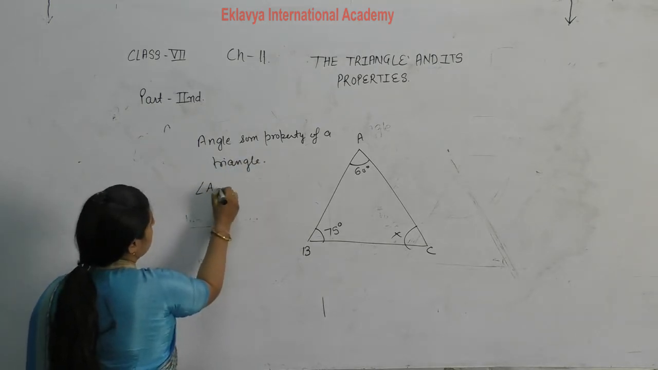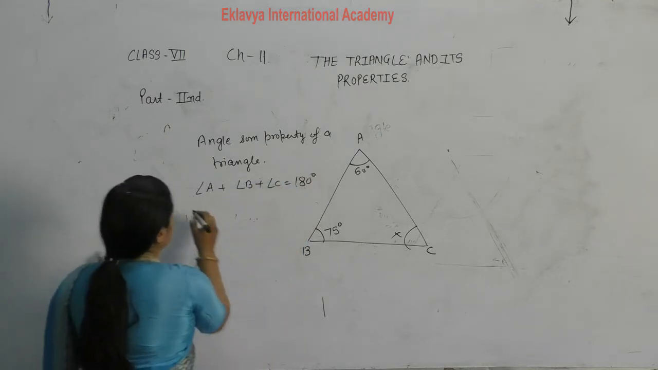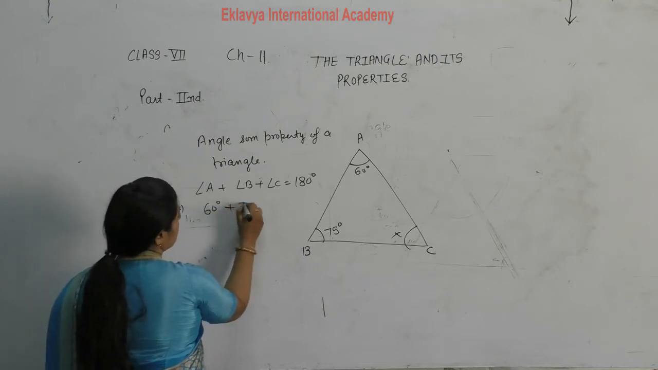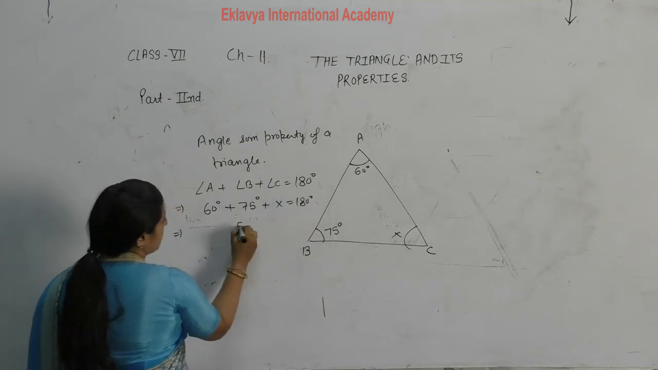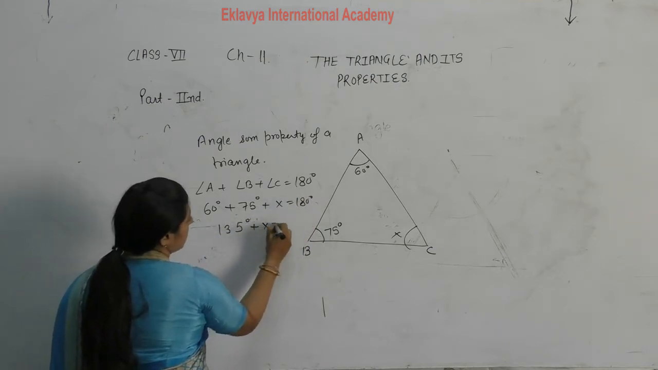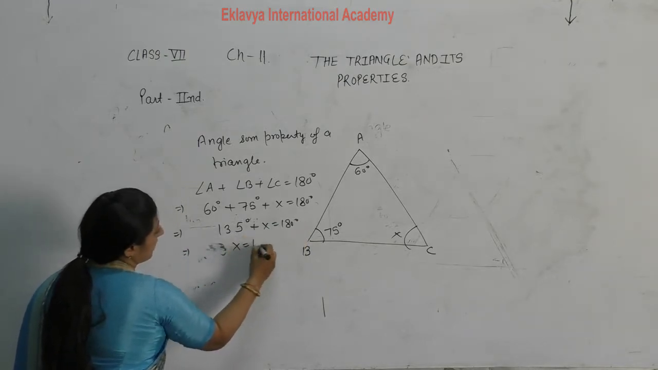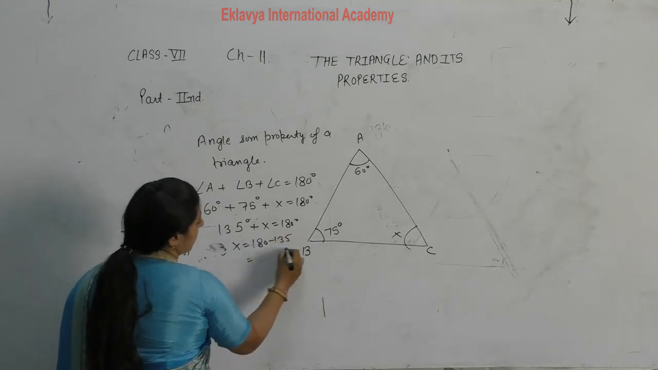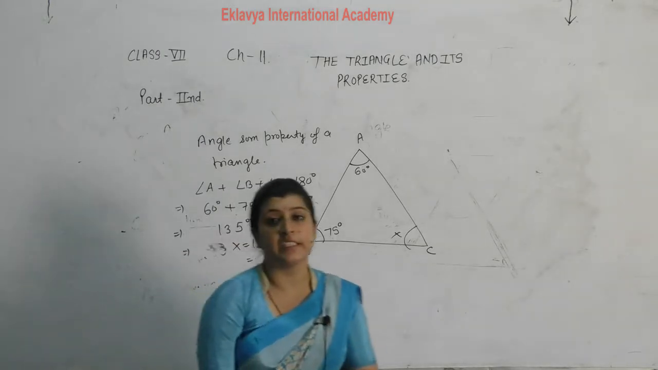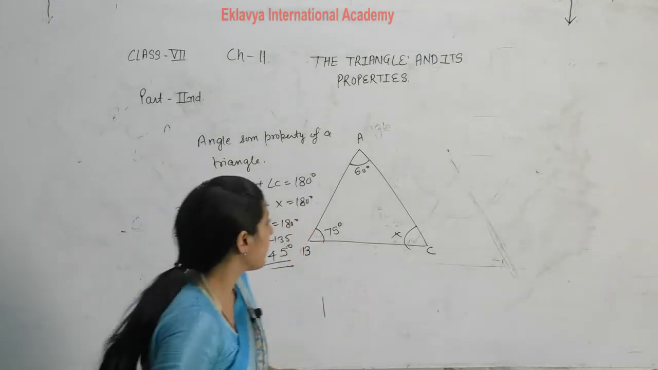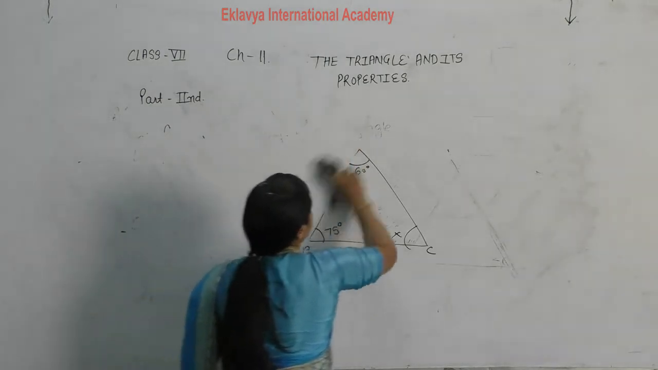That is, angle A plus angle B plus angle C is equal to 180 degrees. Now put the values: 60 degrees plus 75 degrees plus x is equal to 180 degrees. Then 135 degrees plus x is equal to 180 degrees. x is equal to 180 minus 135, that is equal to 45 degrees. So this time we found the value of an unknown angle in a triangle. See the next question.